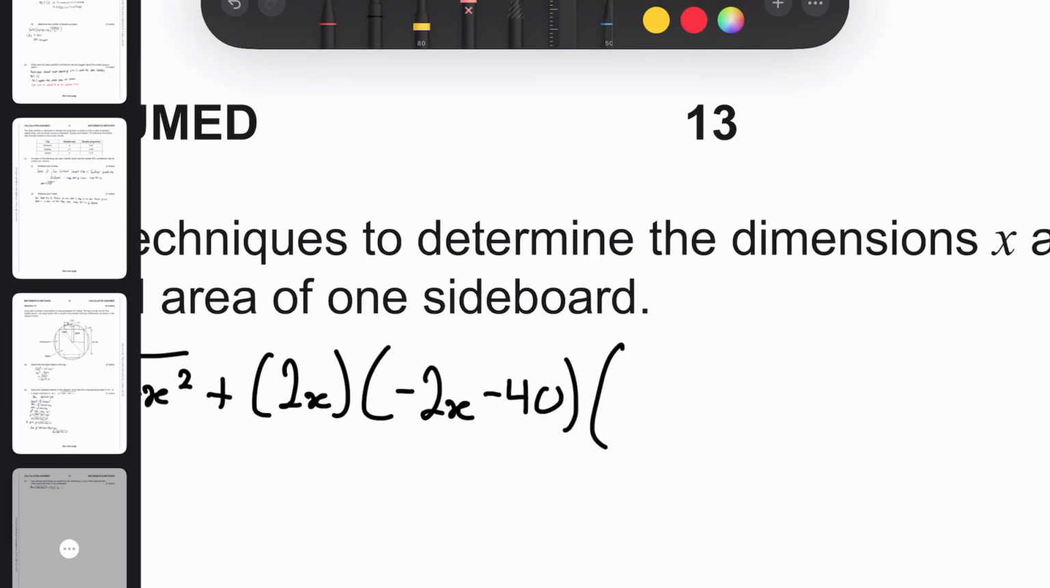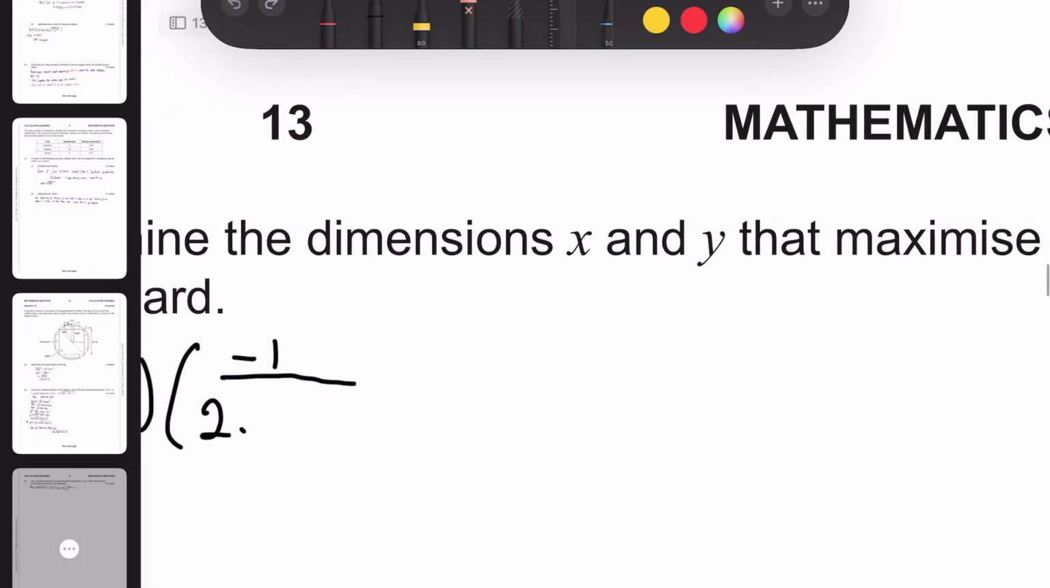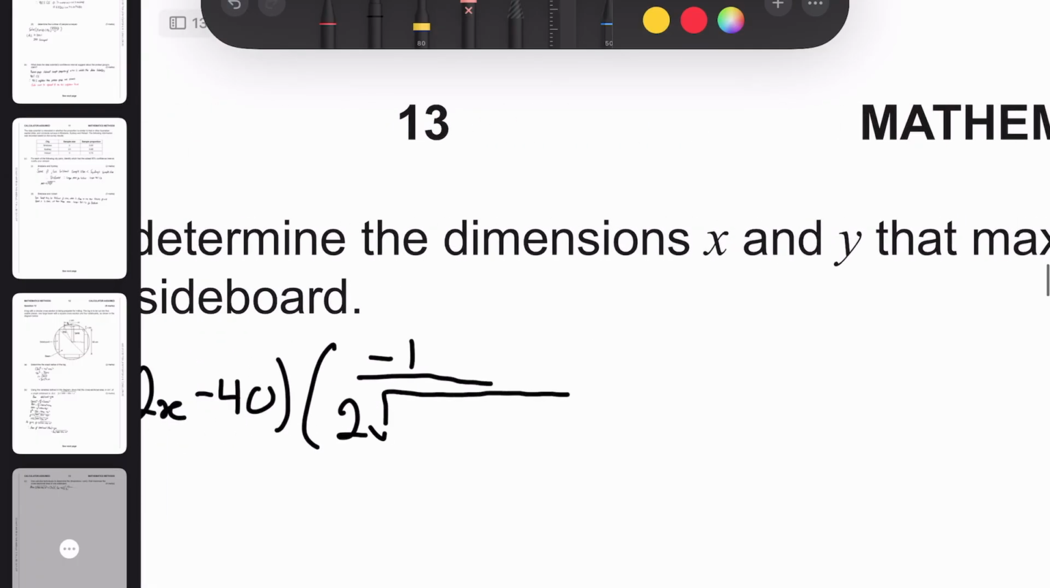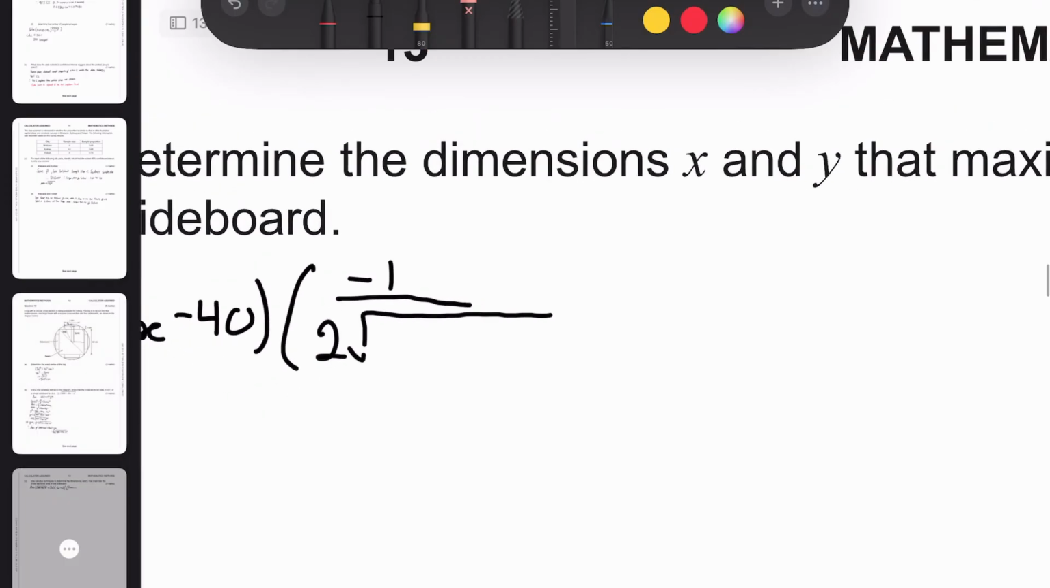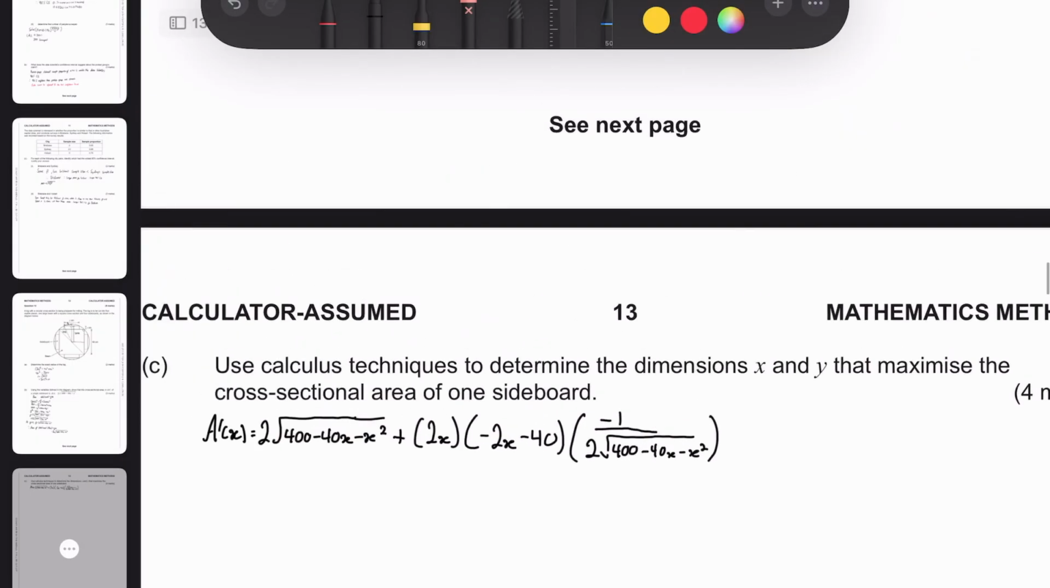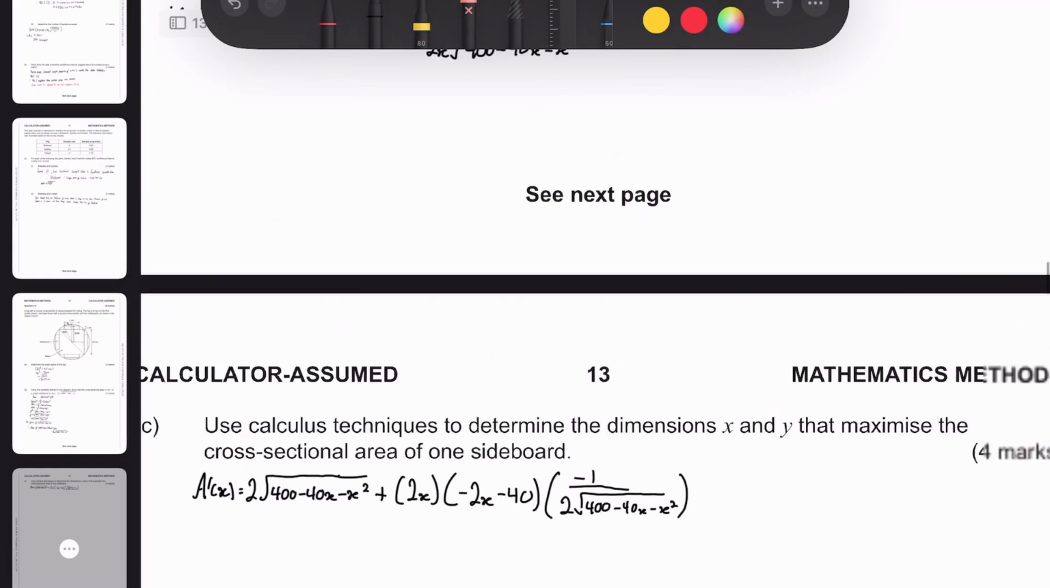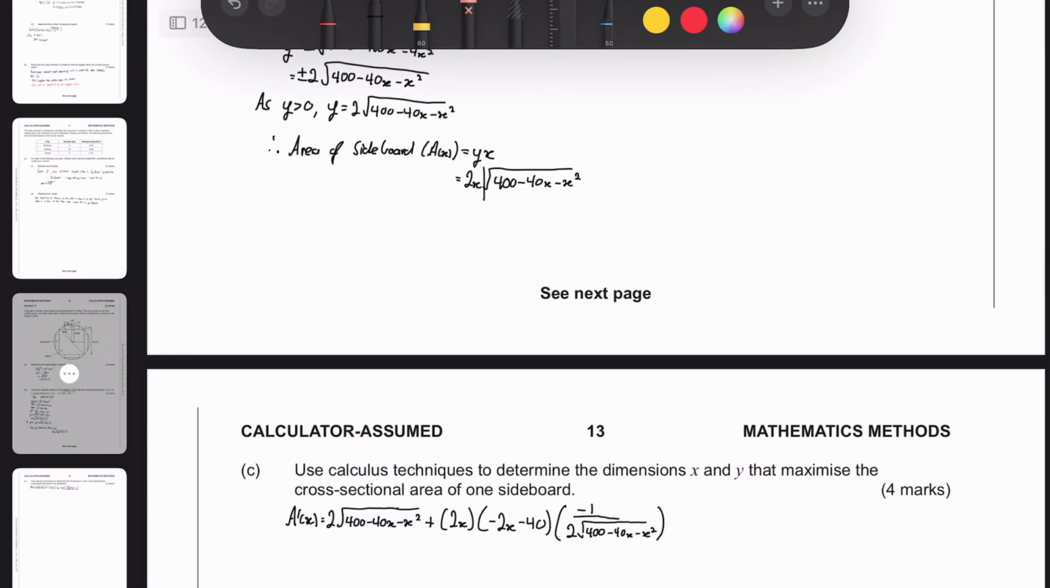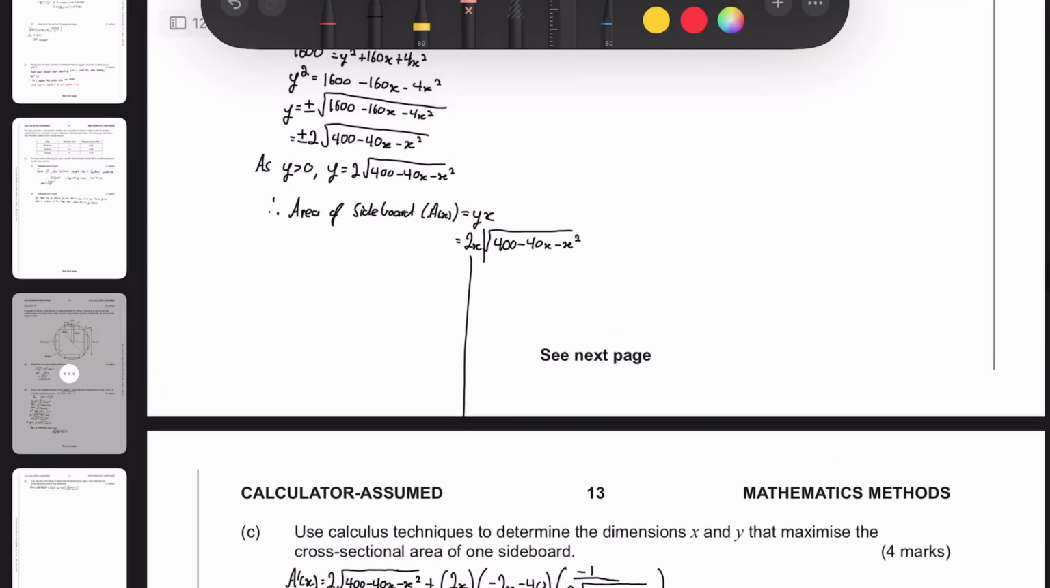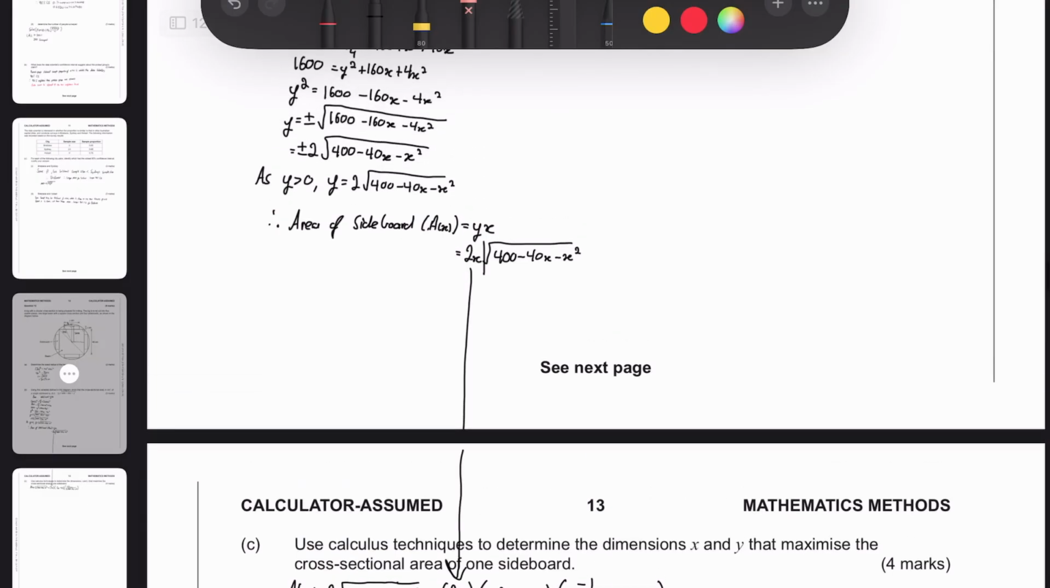Then we have the negative 1 on 2 square root of everything here, which is 400 minus 40x minus x squared. Okay, so this 2x is simply, because I split it up like that. Okay, so we just go straight down there.